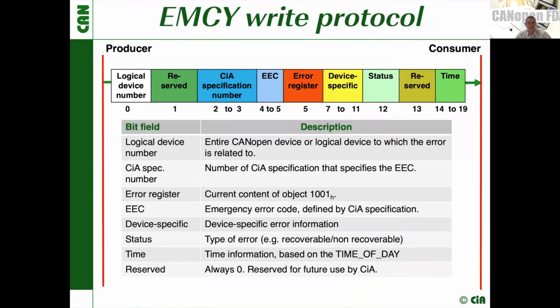You see here a brief insight into the emergency write protocol. If you have a detailed analysis, you see that the emergency error code, the error register, and the device specific field are exactly the former emergency message you may know from classic CANopen. In addition, we provide some status information about this error. Is it maybe a recoverable or a non-recoverable error? We classify in which specification this error code is defined. And furthermore, for much more complex devices, we provide the information which part of the device is really affected by this error situation.